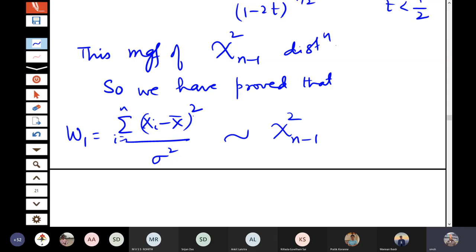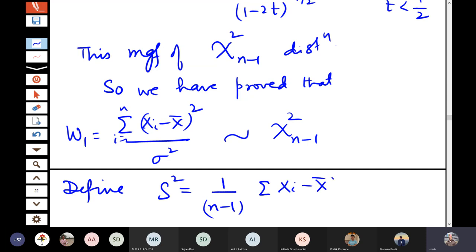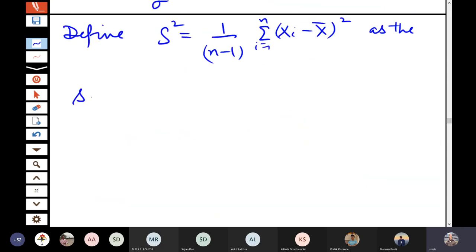So if we define what we call the sample variance, define s square as 1 by n minus 1 sigma (xi minus x bar) whole square as the sample variance.